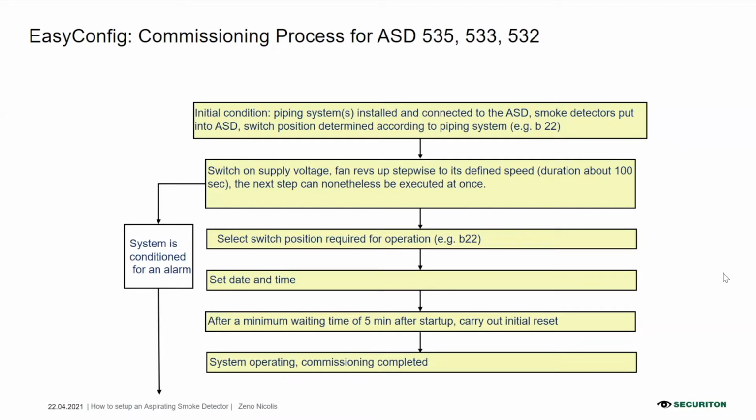Then we select the detection class A, B, or C using the buttons and the 3-digit display on the motherboard, as shown later. In the same way, we set the date and time, and finally we perform the initial reset, or let's call it the flow setting. At this point, the system is configured and ready to work, and the total time for this operation is about 5 minutes. So in 5 minutes, we can commission the system with the easy config mode.